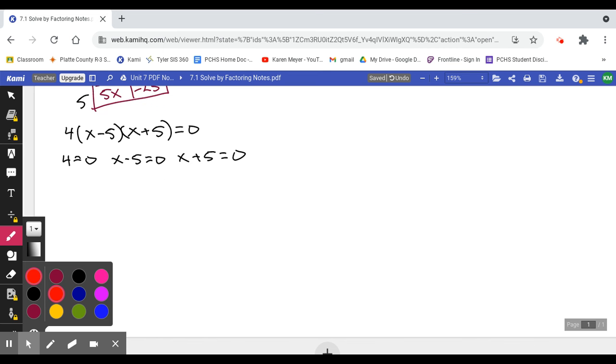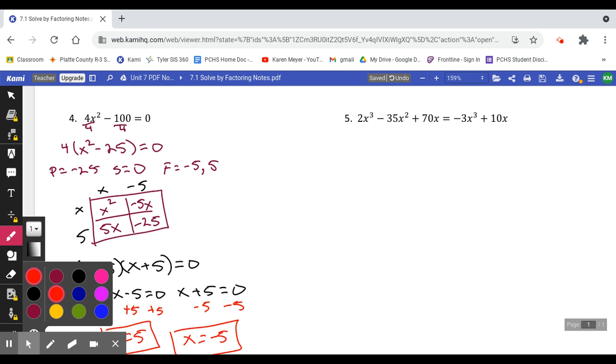GCF, there is no letter there with the 4 to solve for, so it doesn't give me an answer. Add 5, so my first answer is 5. Subtract 5, so my second answer is negative 5.